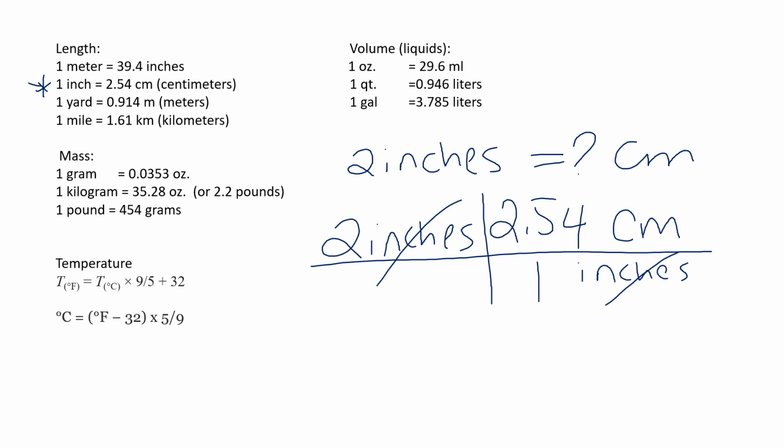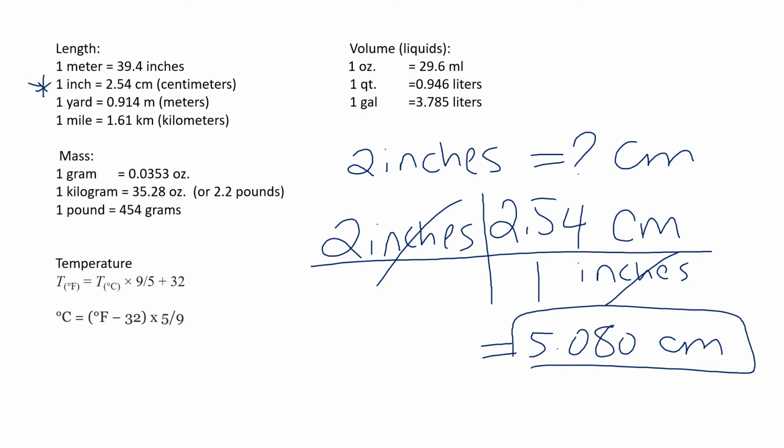Okay, so again, look at that conversion that they've given you, and all you've got to do is write down the numbers, and notice how 2 is next to 2.54. So you're just going to multiply. 2 times 2.54 should give you something like 5.080. And don't forget your units, centimeters. Or you could say 5.1. You can definitely round.